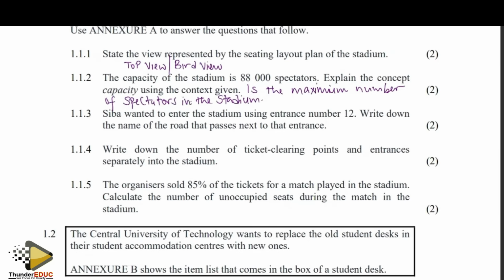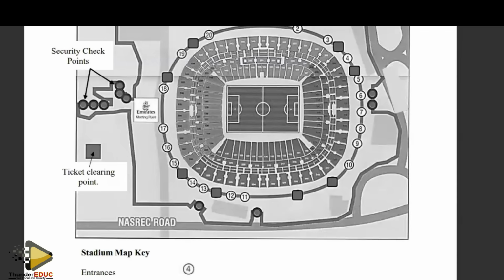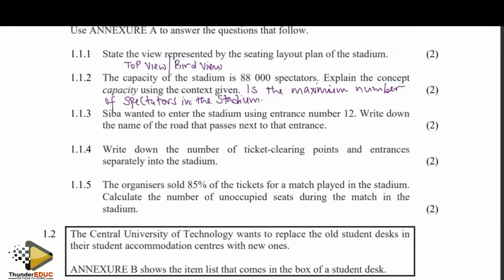Simba wants to enter the stadium using entrance 12. Write down the name of the road that passes next to entrance 12. Entrance 12 is this one here. So we have Nasrec Road.